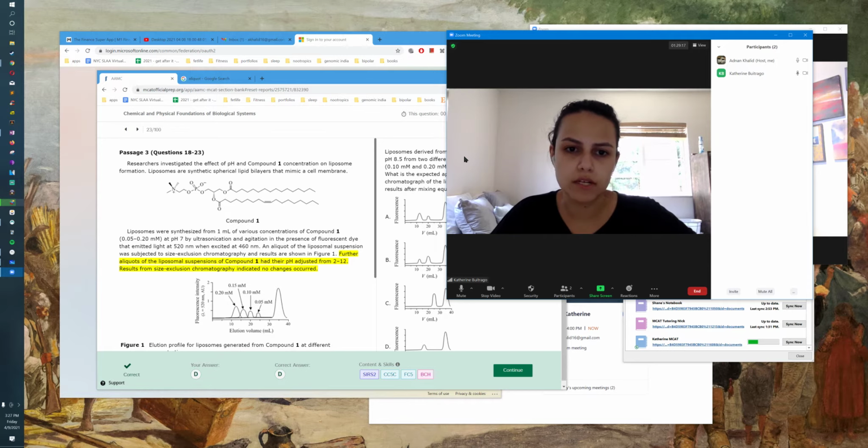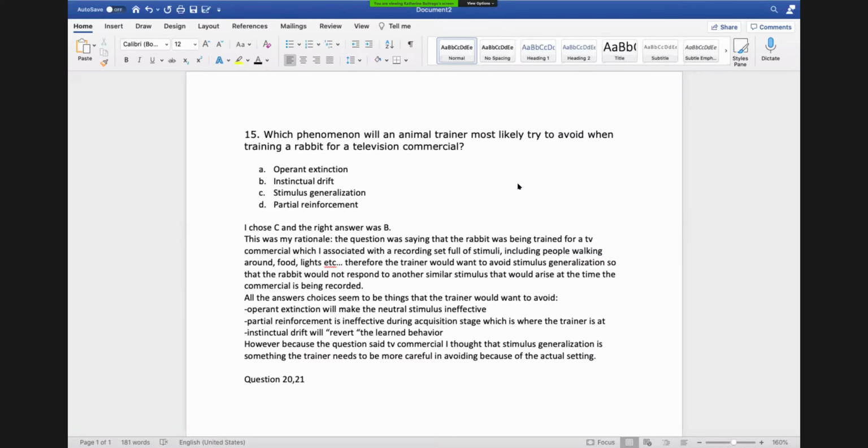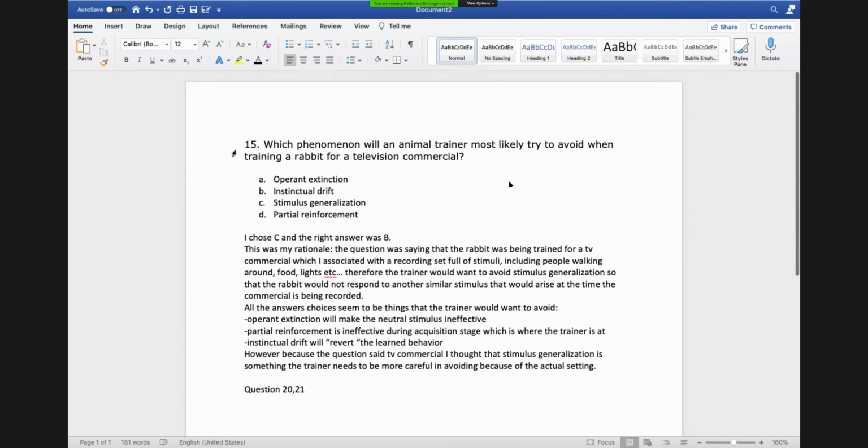I was going to send you an email with it, so that's why I wrote down my rationale for it. But basically, this is just a question, and it was a discrete question, so it was not based on a passage. Okay, so operant extinction is when you treat the thing that you taught as if it's no longer there.